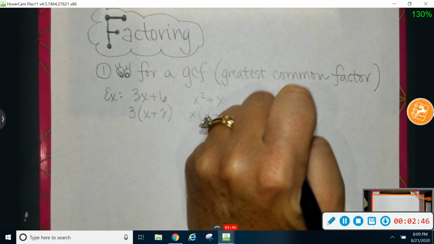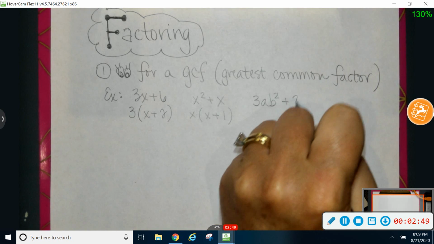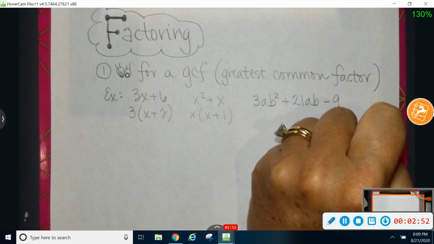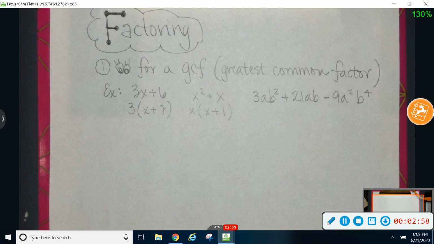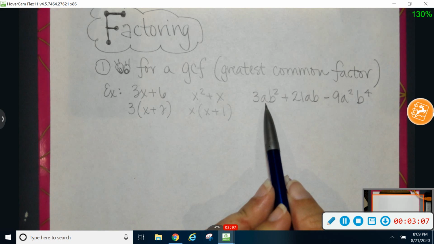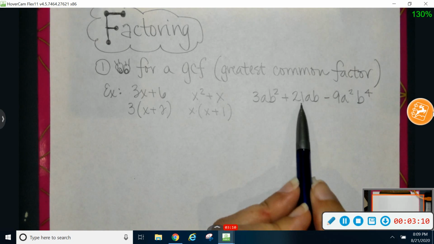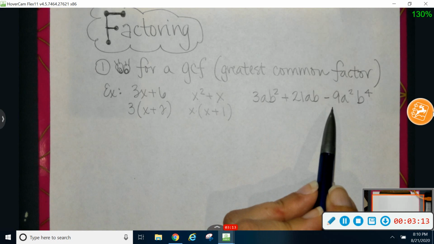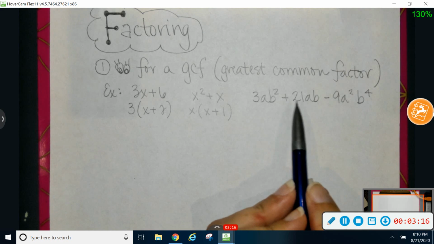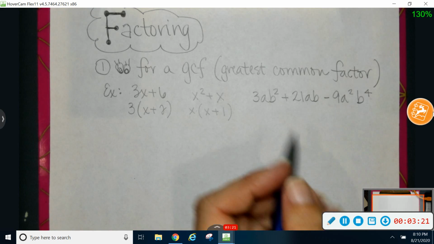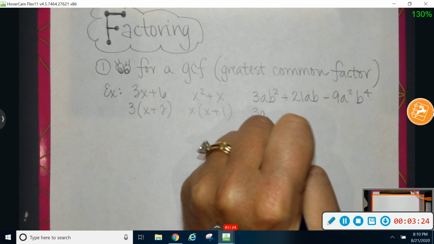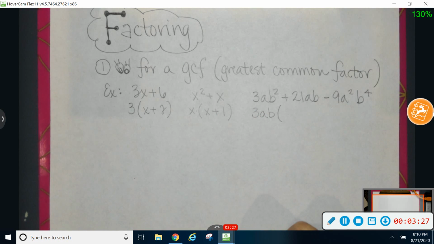What about 3ab squared plus 21ab minus 9a squared b to the 4th? Again, looking for that GCF, something that's in common with every single term. If I look at the coefficient, the number, they all have a 3 in common. If I look at the variables, they each share at least one a. And if I look at the variable b, they each share at least one b. So I'm going to take out a 3, an a, and a b. And now we see what's left over.